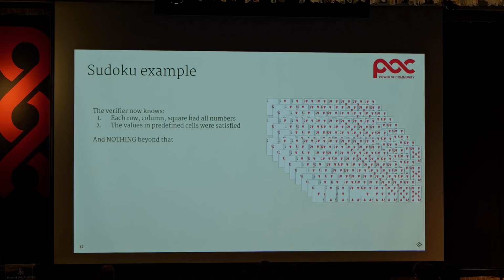We also know by the way we constructed it that each of the initial cells that were defined to be particular elements had those specific elements. But at the same time, the verifier knows nothing beyond that. So that's a simple toy example of how zero-knowledge proofs work. The verifier has learned that the prover knows the solution to the Sudoku, but it hasn't learned anything at all.